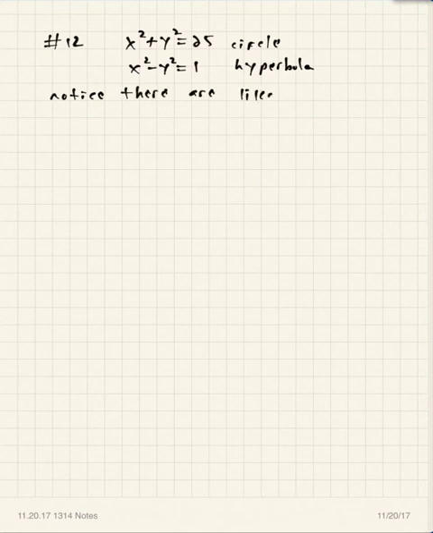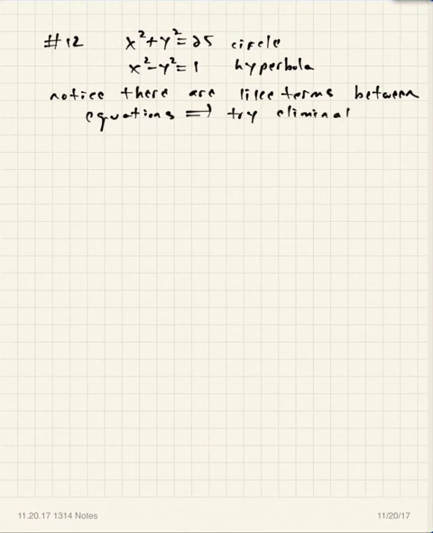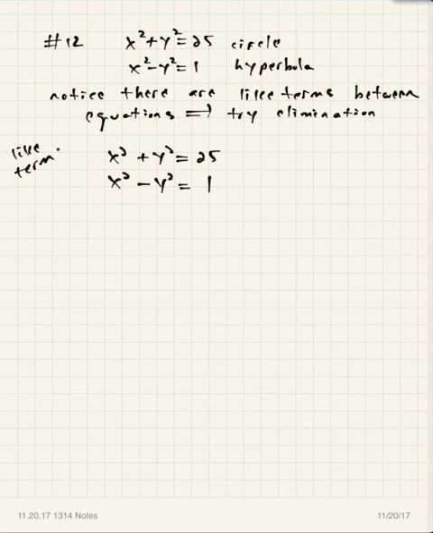And notice there are like terms between the equations. And when that happens, you should at least try elimination and see if you can eliminate one of the variables. And notice this works out really well in this problem because I can add the two equations together just like they are, and I've got like terms lined up. Remember, you have to do that. So like terms are lined up in the same columns.